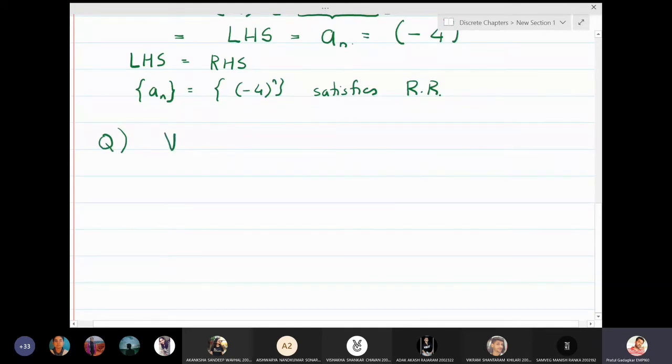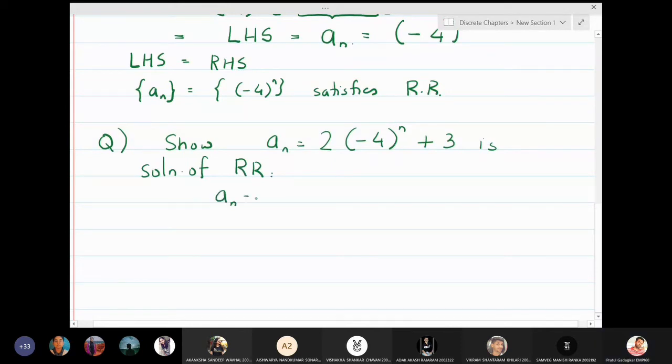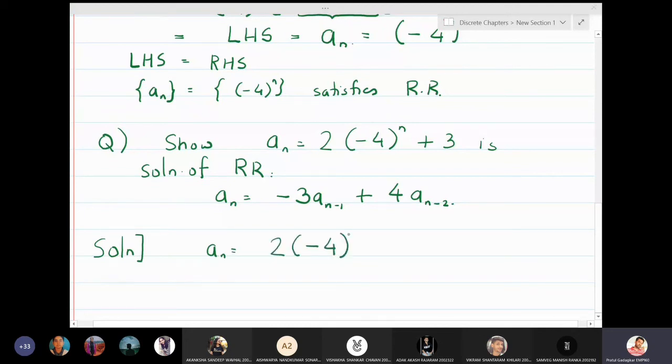Verify or show. Let me write: show that an equals 2 into minus 4 raised to n plus 3 is a solution of the recurrence relation. I'm taking the same recurrence relation, an equals minus 3 an minus 1 plus 4 an minus 2. When I want to start the solution, I know what an is. An is 2 into minus 4 raised to n plus 3.